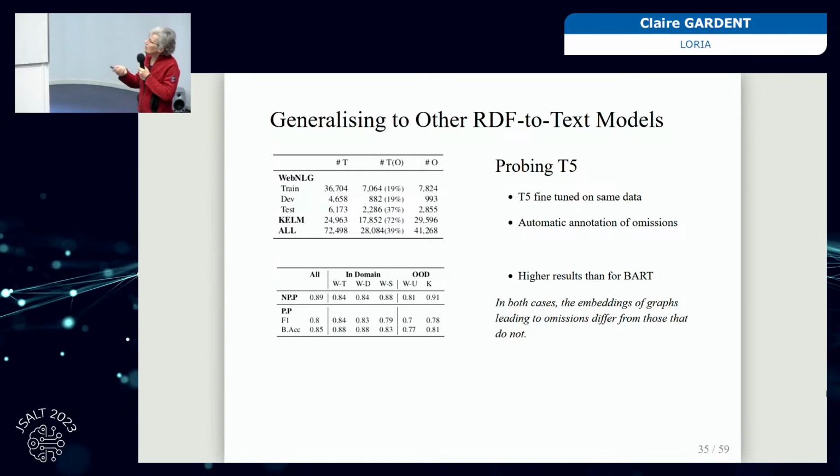And so this first experiment was done on BART, and we did a similar experiment on T5 to see whether it was a specificity of BART or whether it was generally true that you can detect from the encoding of the graphs whether an entity is going to be mentioned or not. We do the same experiment on T5, but we only did the automatic annotation. The results are stronger in this case than in the previous case. So you have the non-parametric probe, the NPP, and the parametric probe, the PP, and you see the scores are higher than before.